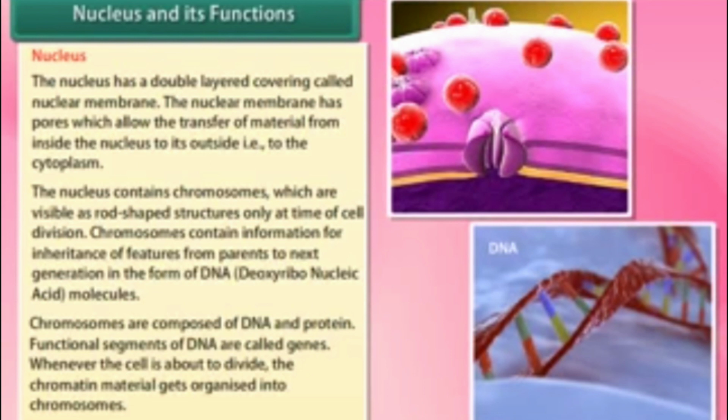The nucleus has one round nucleolus and a network of chromatin fibers. Chromatin fibers are thin thread-like structures which condense to form short, thick chromosomes at the time of cell division. Functional segments of chromosomes are called genes. Let us move towards the functions of the nucleus.